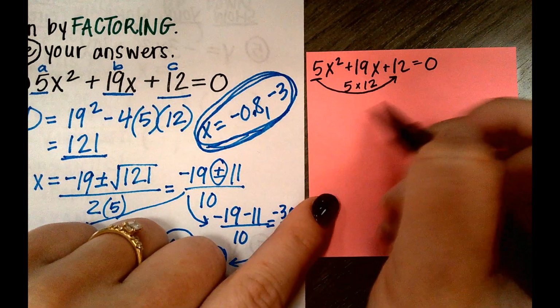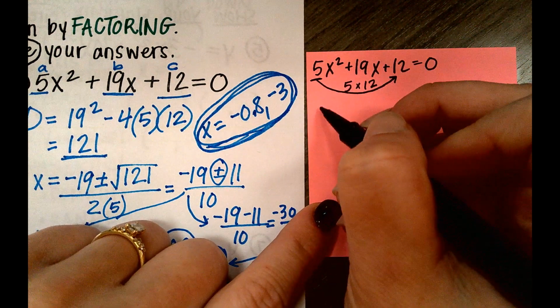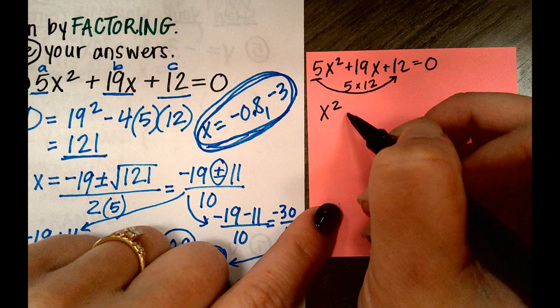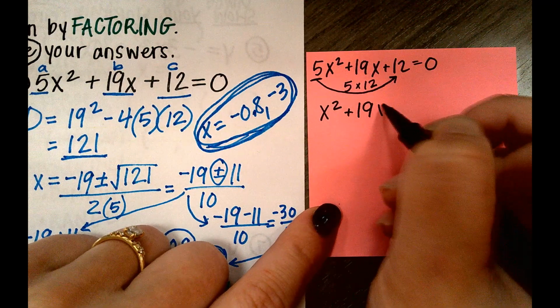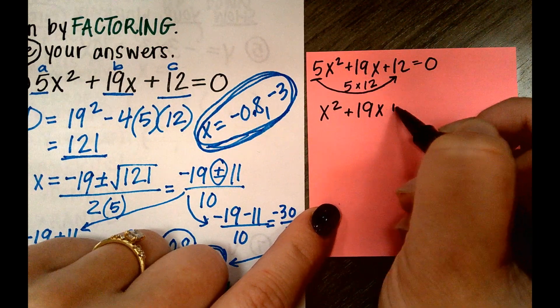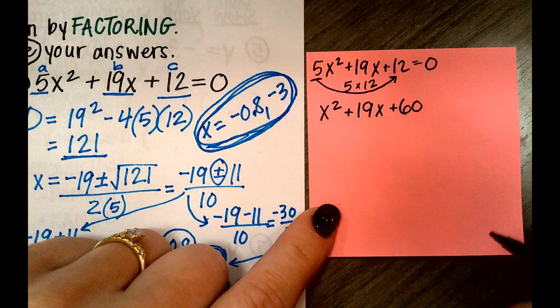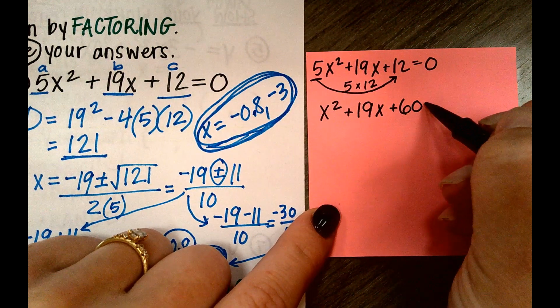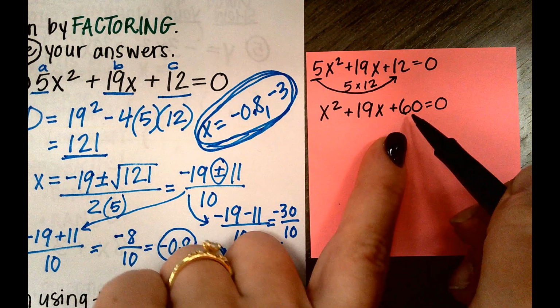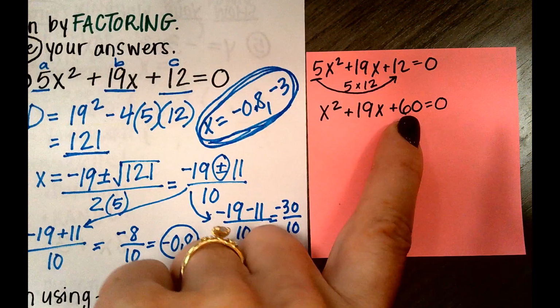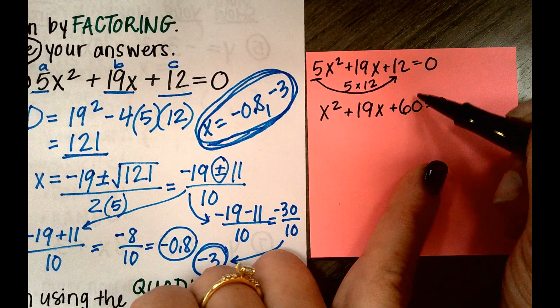So what I'm going to do now is rewrite it without the 5. x squared plus 19x plus 60 equals 0. So we're going to use 60, the new c, and find factors.